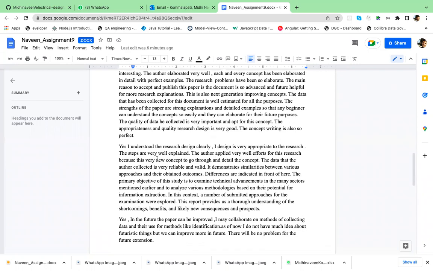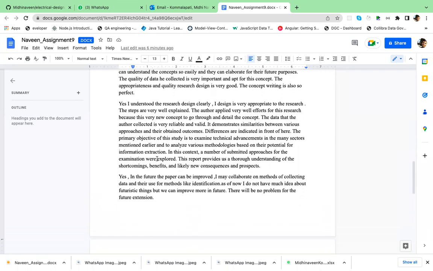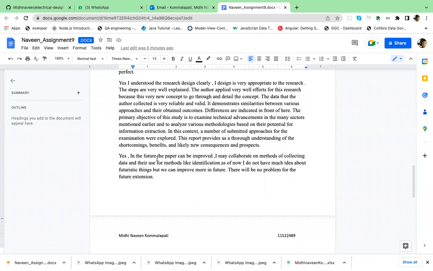The quality of data collected is very important and apt for this concept. The appropriateness and quality of the research design is very good. The concept writing is also so perfect. So I understood the research design clearly. The design is very appropriate for the research. The steps are very well explained. The author applied very good effort for this research because this is a very new concept to go through in detail.